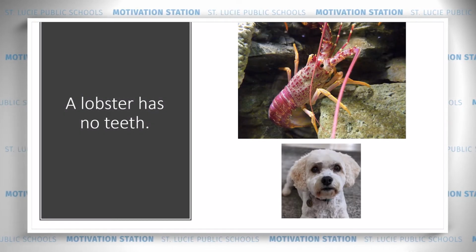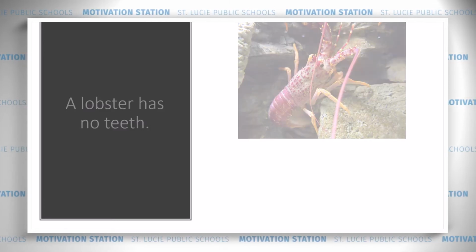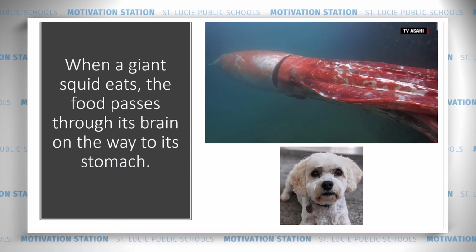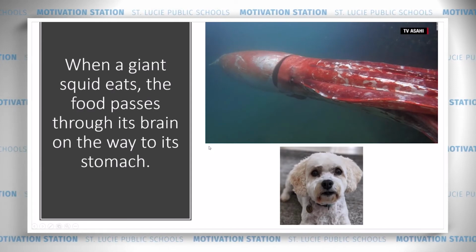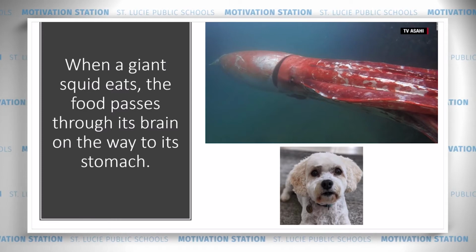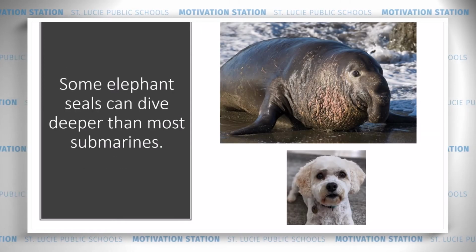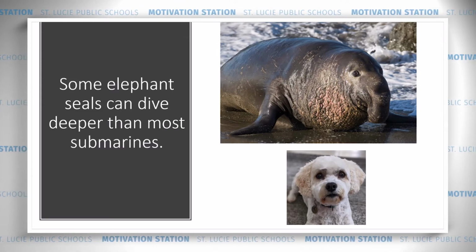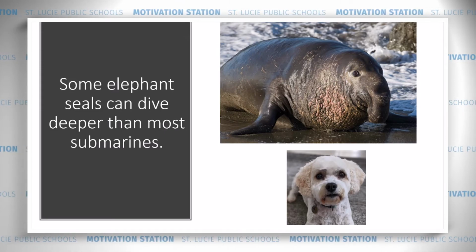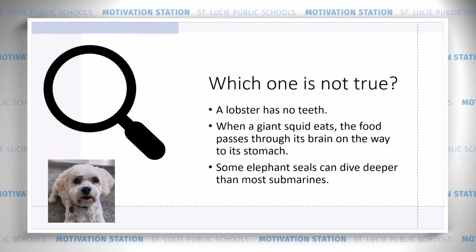A lobster has no teeth. When a giant squid eats, the food passes through its brain on the way to its stomach. Some elephant seals can dive deeper than most submarines. Which one is not true?